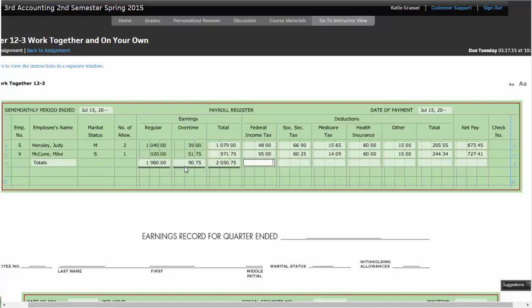Does your total earnings prove? Does your total regular earnings plus your total overtime earnings equal your total earnings? Yes? We agree? The next thing that you're going to do is then add up all your deductions, starting with federal income tax all the way down to total deductions. Don't do your net pay yet.